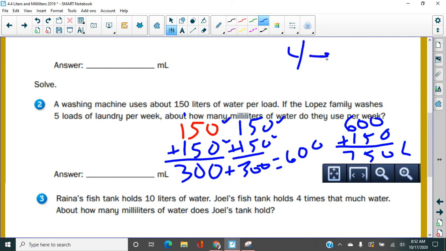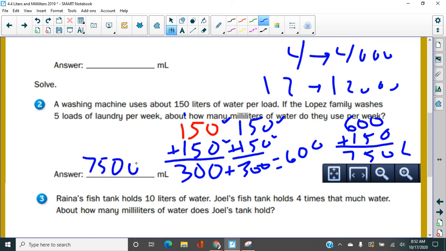Where we did four, moved to 4,000. And then I did 12 with you, and that went to 12,000. And the reason is, when we were crossing out the zeros, we need to add those three zeros back. So 750 and then three zeros, 750,000 milliliters. All right, your job today is to finish these pages.